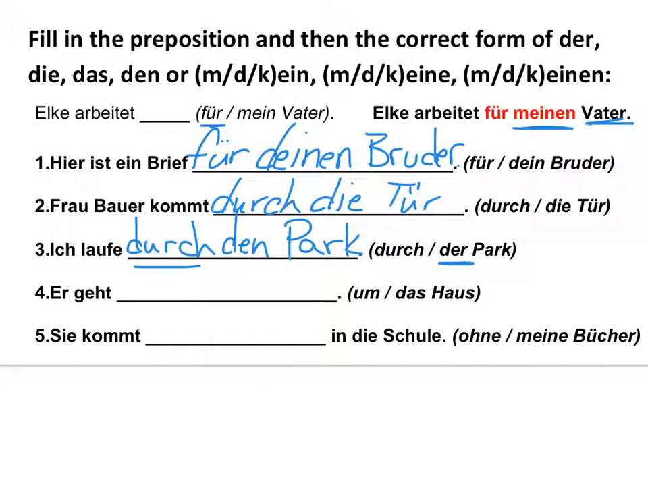Okay. What about geht blank Haus? What's it going to mean? He's going around the house. So geht, and then what? Das Haus. Because das stays das in accusative. So you could say um das Haus. What else could you have said? Ums Haus. Good. You could use the contraction. So either way.